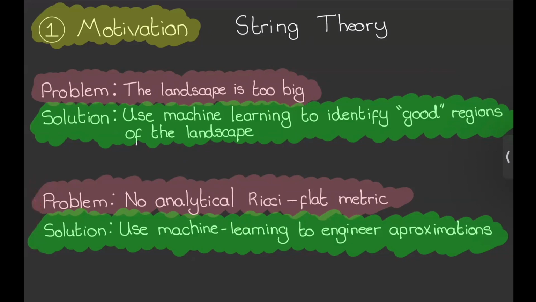So machine learning is being used in both of these problems. First of all, it's being used to identify good regions of the string landscape, and it's also being used to approximate Ricci flat metrics on a given Calabi-Yau. So I'm not going to talk to you today about metrics. I'm going to focus more on this first problem. And what I'll show you is that we can use generative machine learning methods to generate good Calabi-Yau manifolds. And so in that way, we hone in on the good regions of the string landscape.